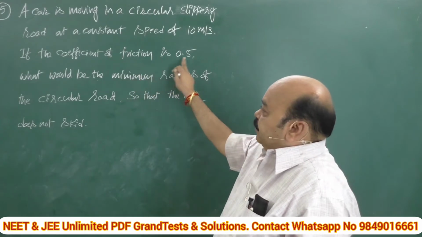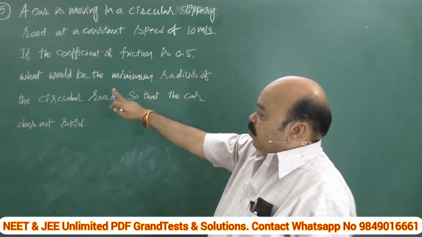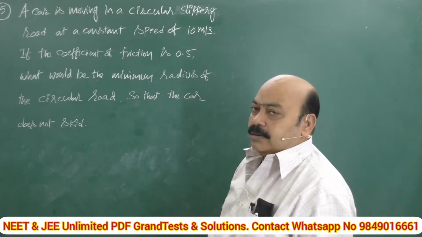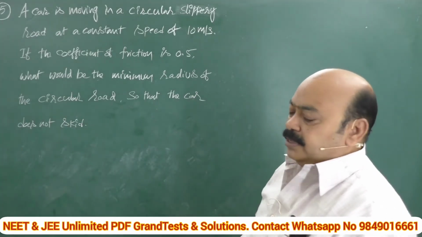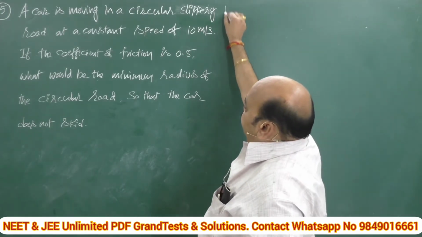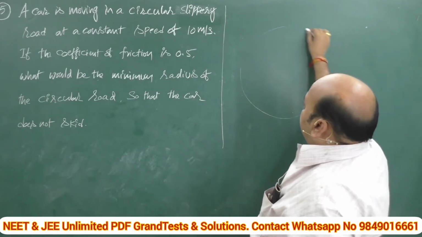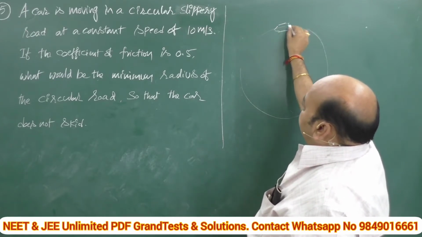If the coefficient of friction is 0.5 between the road and tires, what would be the minimum radius of this circular road so that the car does not skid? While taking a curve, we should be careful, otherwise there is a possibility of skidding. See, when the car is moving in a circular path, what are the different forces acting on this car?